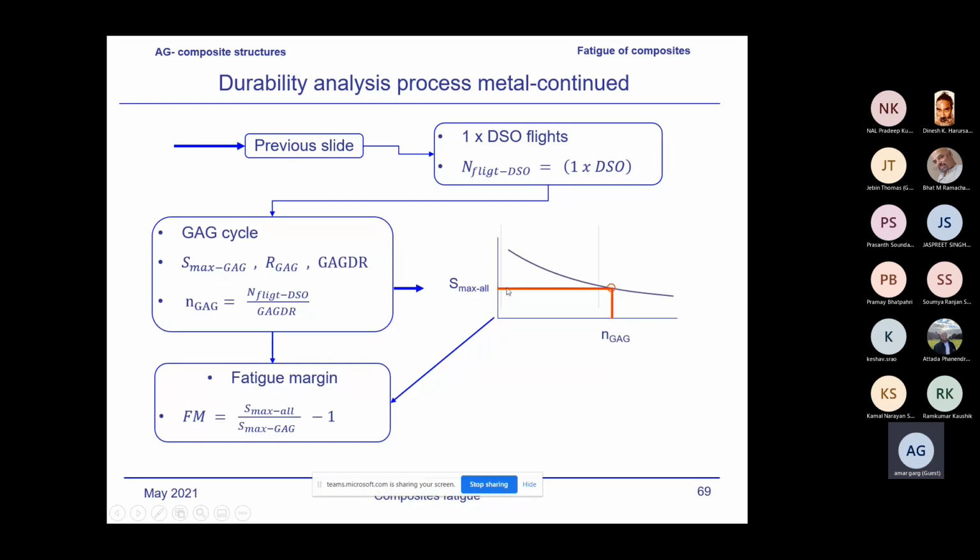So using the SN chart, after all those reliability and confidence factors applicable to that, for this N GAG, from this chart, you will determine what is my maximum reliable stress level. And the fatigue margin then will be represented by Fm equal to S max allowable upon S max GAG minus 1. So in summary, this is what needs to be done for metallic structure.